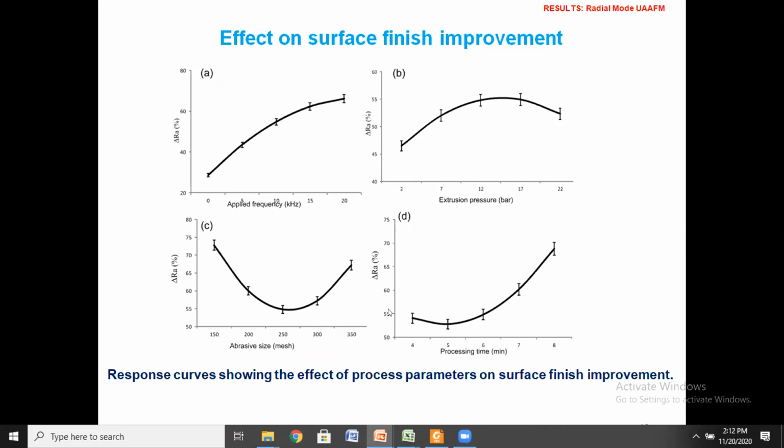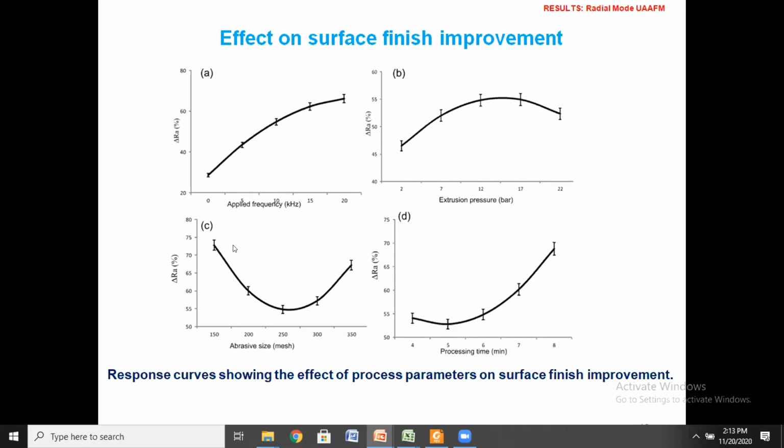Extrusion pressure also has an optimum; there is a curvature you can see. By increasing the extrusion pressure, delta Ra keeps on increasing, and further there is a drop in the finishing. That may be due to high applied pressure. The abrasives will scratch, and there is more axial force on the abrasive, and it will hit the asperities, and the result is slight deterioration in the surface finish.